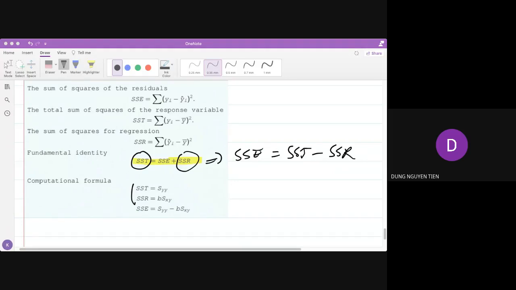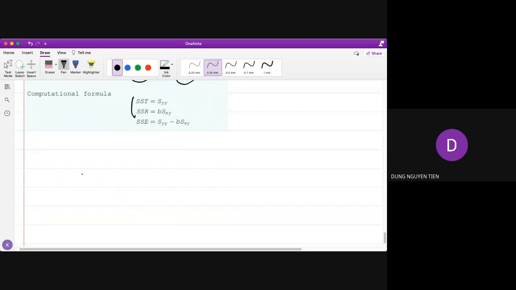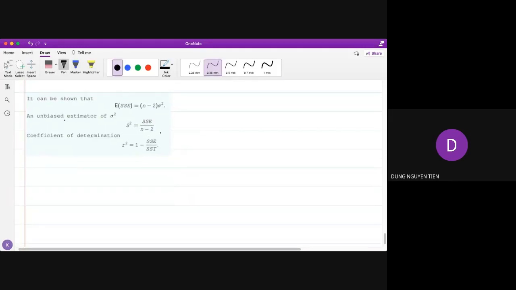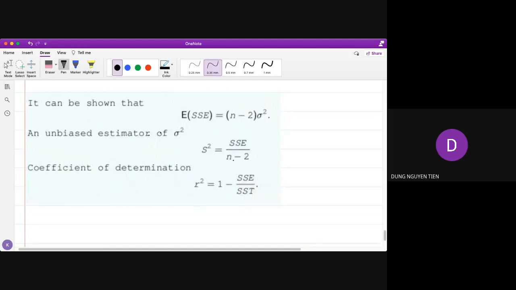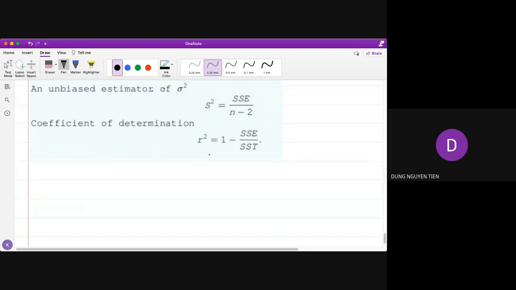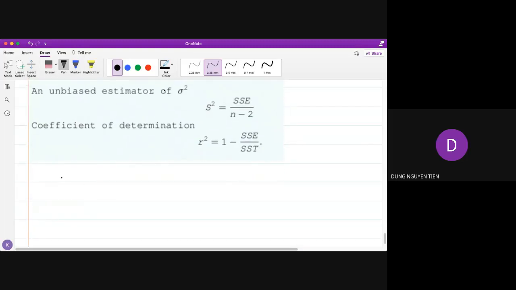Okay, as I said, it can be shown that the mean of the SSE is this. So you can use s squared to approximate sigma squared. All right. Moreover, the main idea is that you minimize the SSE. You want to minimize that, so you want the SSE to be close to 0. So you want this ratio SSE over SST to be close to 0.